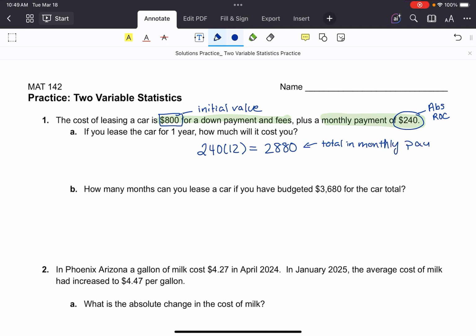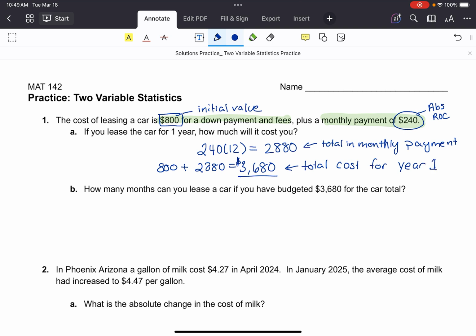But then keep in mind, we had that initial cost of $800 for leasing the car. And so we would need to take that $800 and add that to the amount we got from those monthly payments. And so we'd actually end up with a total of $3,680. And so this would be how much it would cost you to lease the car for 1 year. So the total cost for year one.